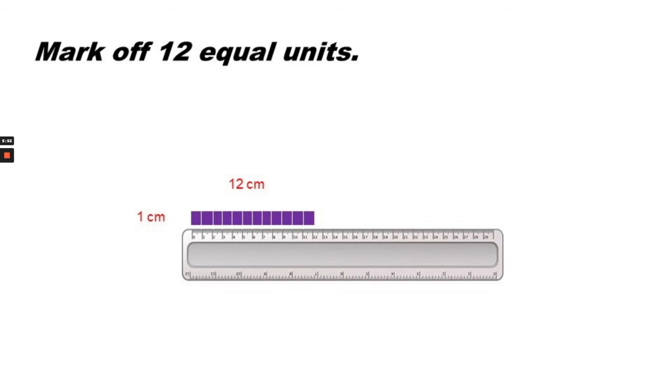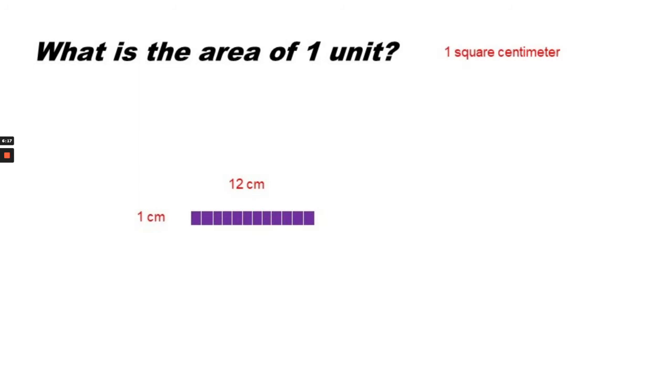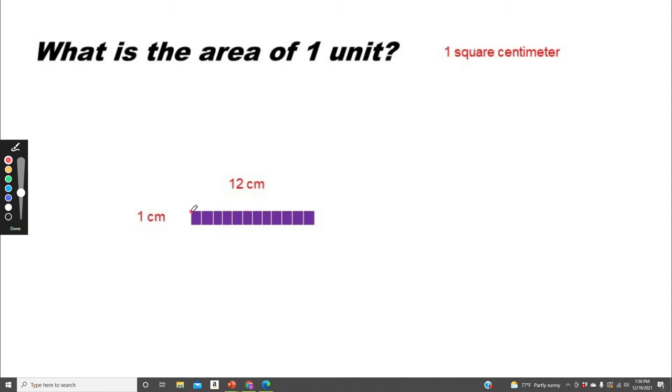Okay, as you can see, I've marked off 12 equal units. I used 1 centimeter as a unit, and I've got 12 equal centimeters. So what is the area of 1 unit? Remember, the strip is 1 centimeter wide, and 1 unit is 1 centimeter long. So each unit is 1 square centimeter.